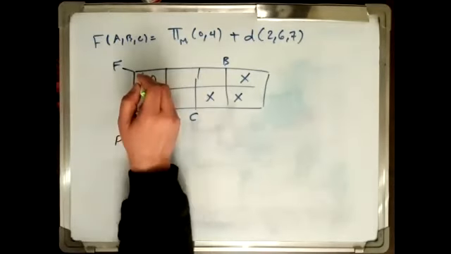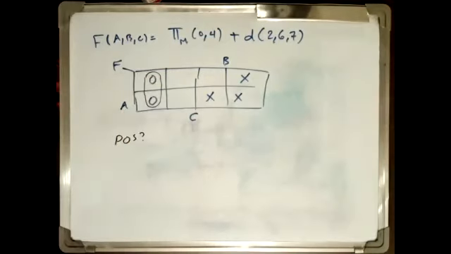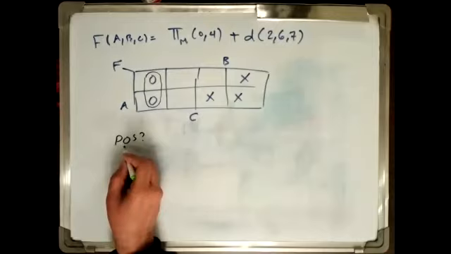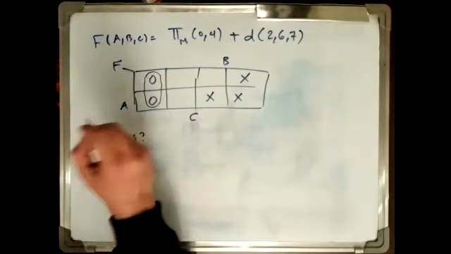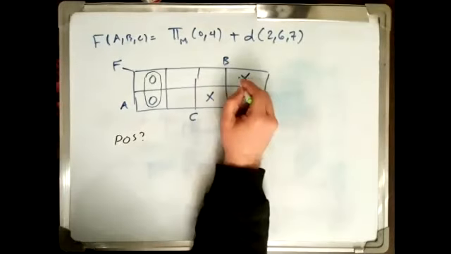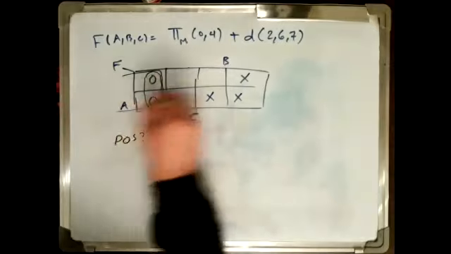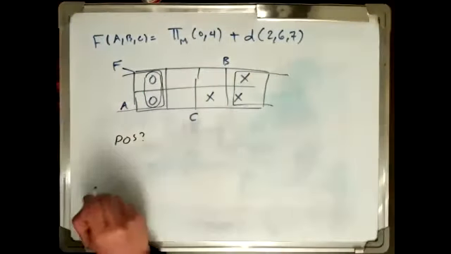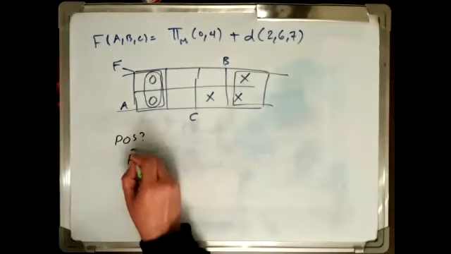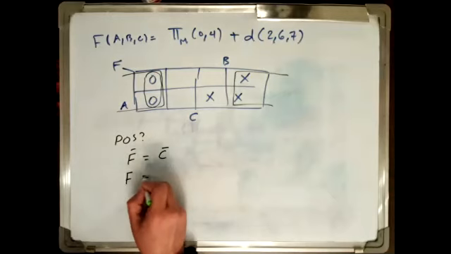We need to collect zeros. So we can say we can take these together. Right? This is what we did. To find the product of max terms, we combine the zeros, then we take the complement to find them. Now, with the presence of the don't cares, we can combine them like this. Right? So what is this square? This square is F bar equals C bar. So what is F? F is C.